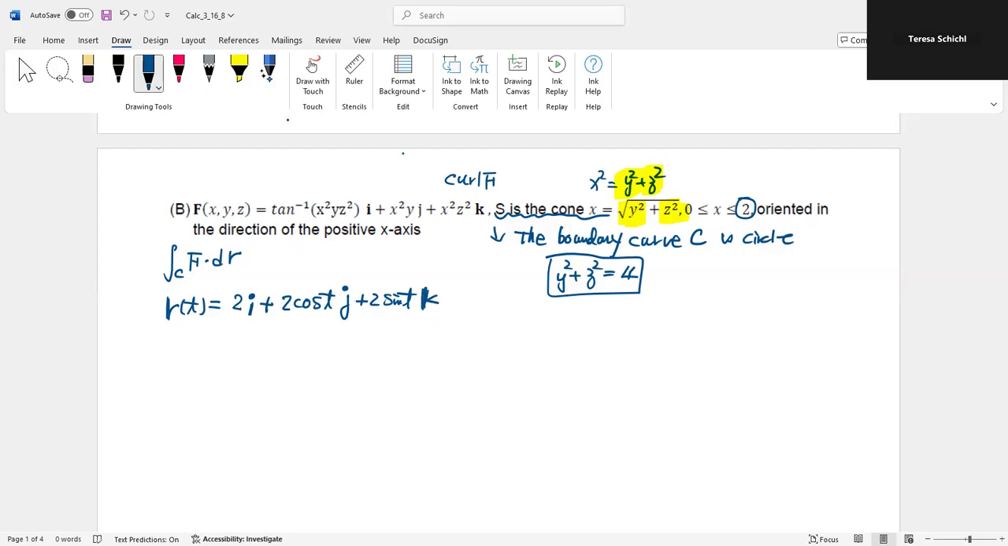Then I can find the r prime. So r prime will be 0i and minus 2 sine t j, then plus 2 cosine t k. Be careful. The reason I use 2 is because this is a circle with radius equal to 2. Let me write this in vector form: negative 2 sine t, and 2 cosine t.